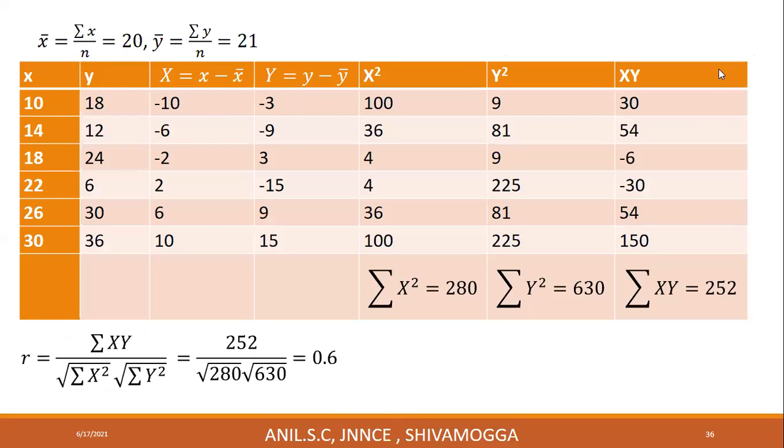This is the table. Summation x square is 280. Summation y square is 630. Summation xy is 252. X bar is 20 and y bar is 21. You can treat this as type 3 problem. Ask to find only R. No regression lines required. You can use the same formula in type 1 and type 2 also.